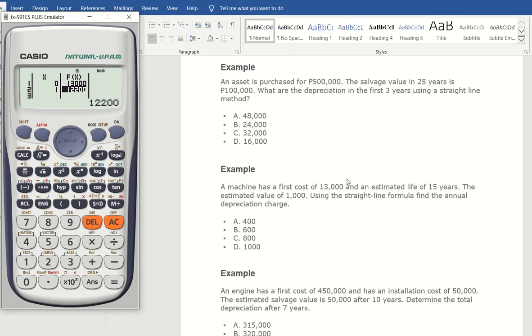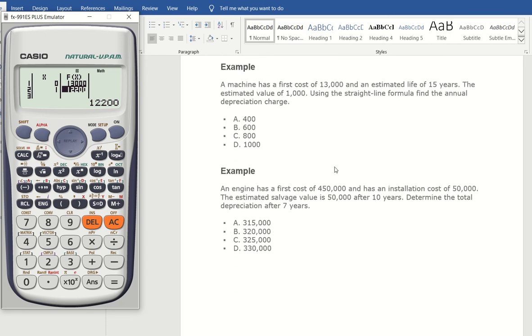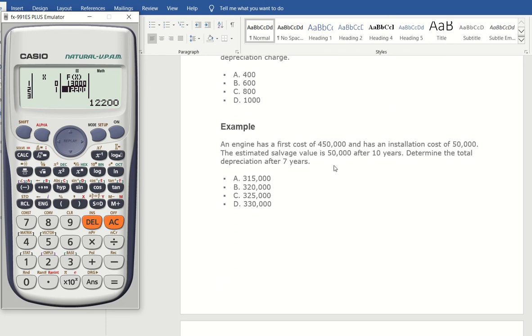So yeah, that's it guys on how to check for the depreciation charge. Now here in our next example, it's gonna be tricky. An engine has a first cost of 450,000 and has an installation cost of 50,000. The estimated value is 50,000 after 10 years. Now determine the total depreciation after 7 years.